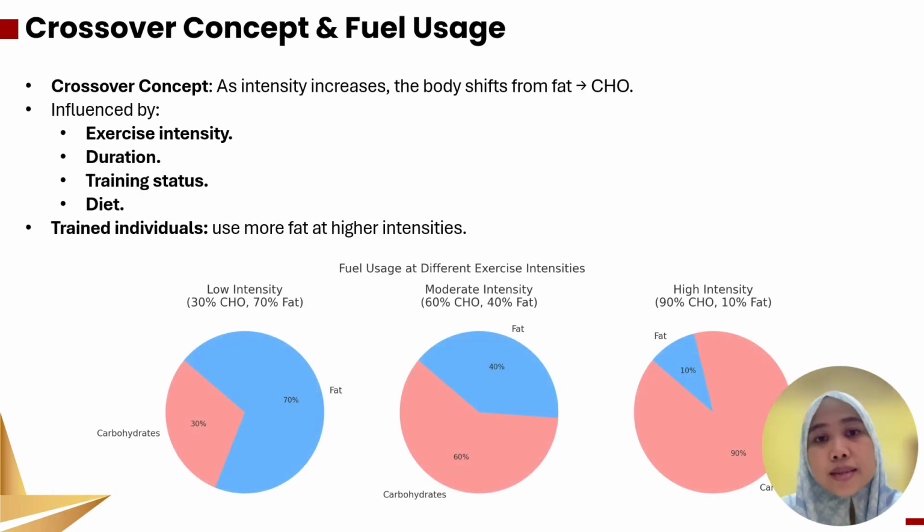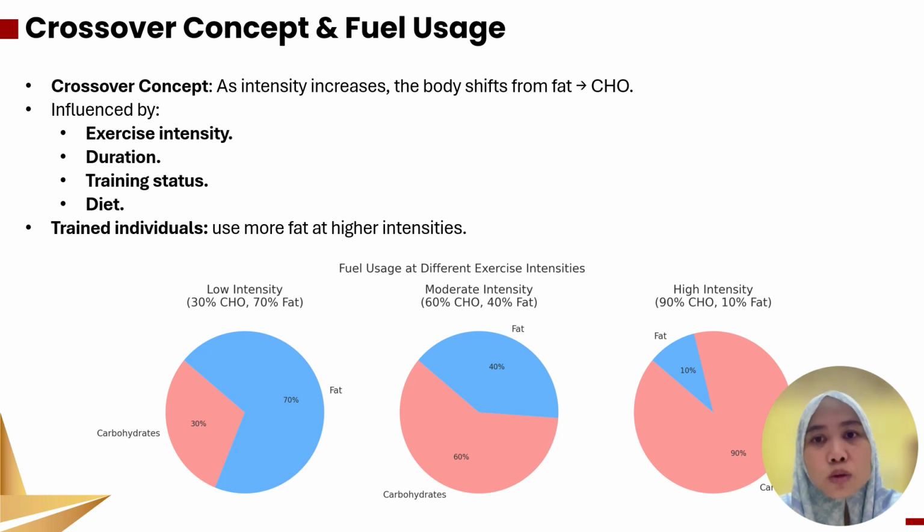Okay, now let's explore the crossover concept. It is a key idea in exercise metabolism. As exercise intensity increases, your body transitions from primarily using fat to relying more on carbohydrate for fuel. Several factors influence this shift. The first factor is exercise intensity.